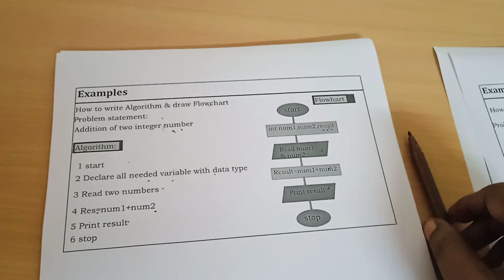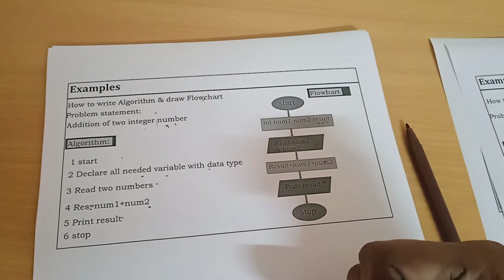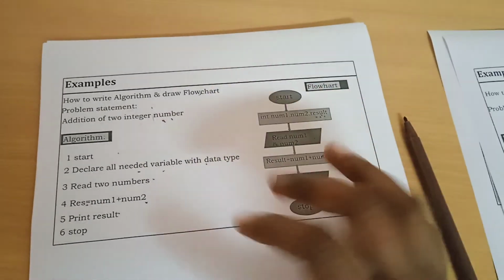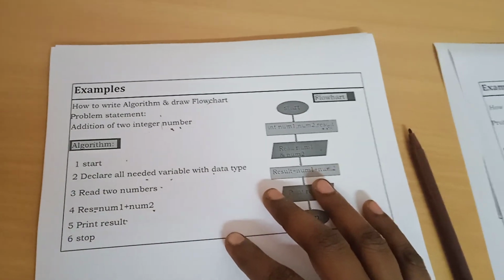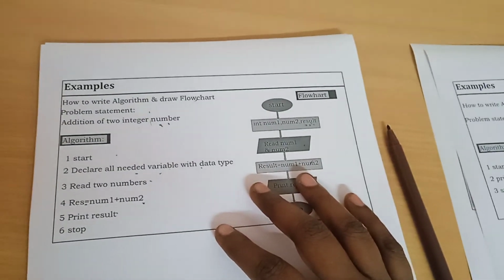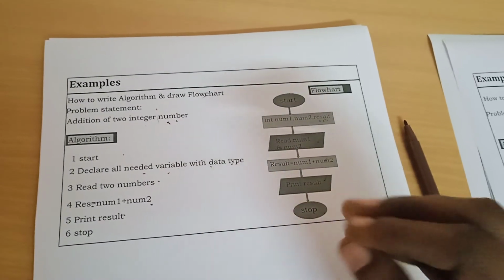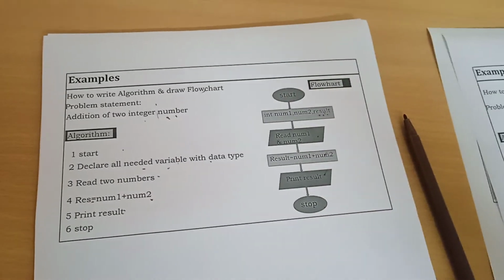So this is what flowchart is. What is flowchart? Pictorial representation of an algorithm. Symbols of flowchart. Examples of flowchart. So in the next video, we'll see what a program is and how we can write a normal C program. Thank you all.